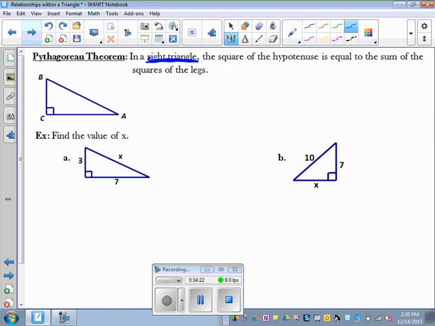Alright, so Pythagorean theorem, our longest side is the hypotenuse.